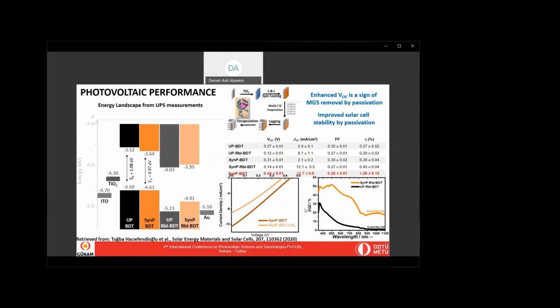And as you can see, the other very important effect from this synthetic passivation is device stability. The synthetically passivated solar cells are extremely air stable, even when they are stored for 6 months. But the unpassivated quantum dots do not generate any photons. Photogeneration is stopped for unpassivated quantum dots.